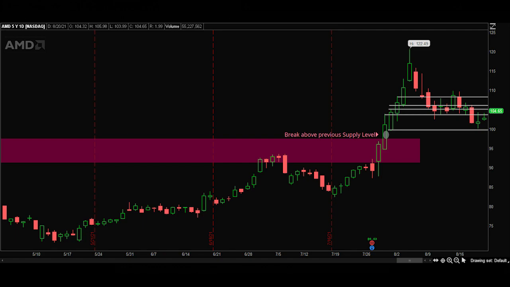When it's demand, you're looking for a move to the upside, and then an indecision area, followed by a stronger move to the upside. So if you look in the chart that I pulled up, AMD, this on the weekly, this rectangle down here would be a demand zone. And again, the larger time frame that you're looking at is going to be stronger.